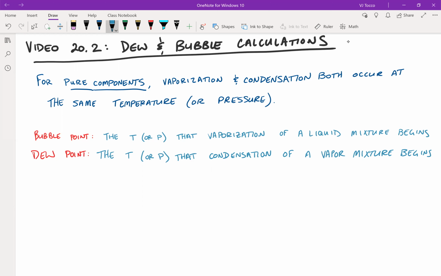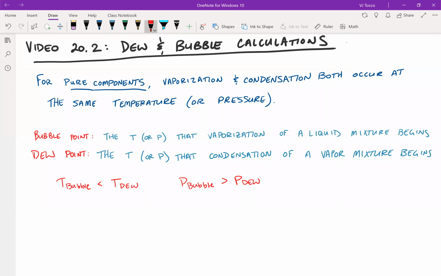So whenever we say dew point or bubble point, we have to also clarify whether we're talking about temperature or pressure. So it'd be bubble point temperature or dew point temperature, or bubble point pressure or dew point pressure. And as you would expect, the bubble point temperature is going to be less than the dew point temperature. The bubble point pressure is going to be greater than the dew point pressure.